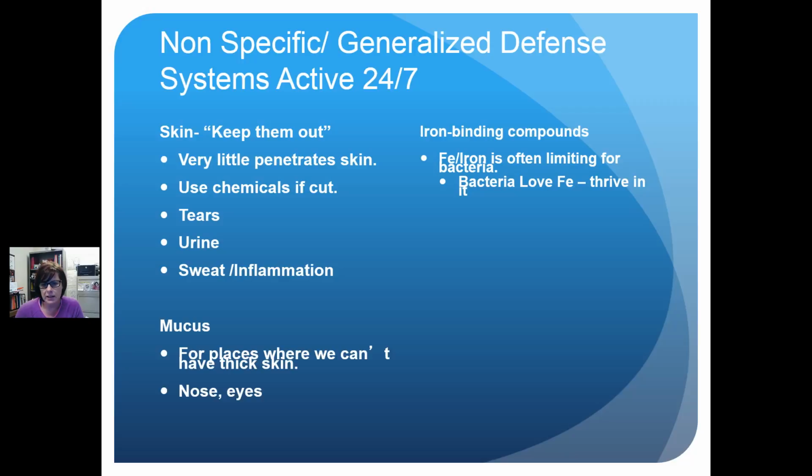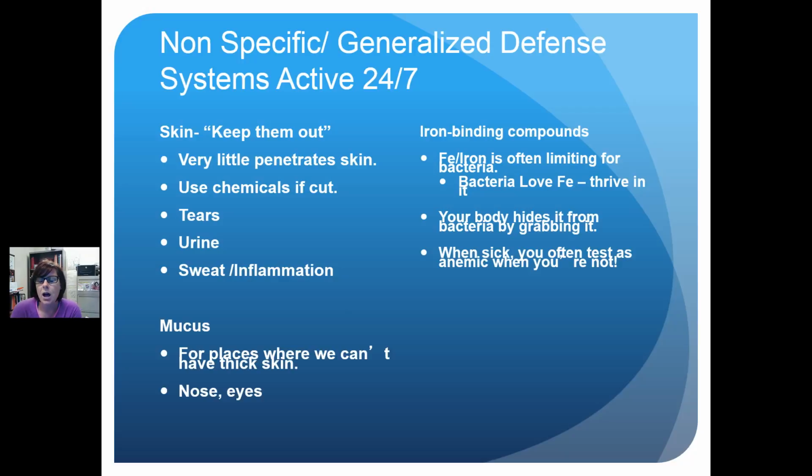I like to think of it as taking a toy that the bacteria would want. You take it and you're like, you can't have it. So we bind it chemically so that it is hidden from the bacteria. A lot of times when you're sick, because your body is binding the iron, if they were to test your blood at that particular time, your iron count might be low, causing them to think that you're anemic, when actually your body is just binding the iron from the bacteria, trying to hide it.